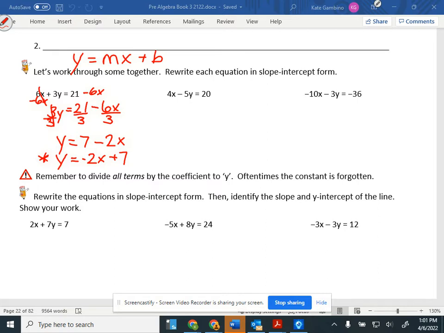4x minus 5y equals 20. What's my first step, Gavin? What was my first step? I want to move the x over to the other side. So how do I move 4x to the other side? I need to subtract it, right? Because it's a positive 4x here and I want to do the opposite. So when we want to get the y by itself, we want to move it over, so we have to do the opposite operation.